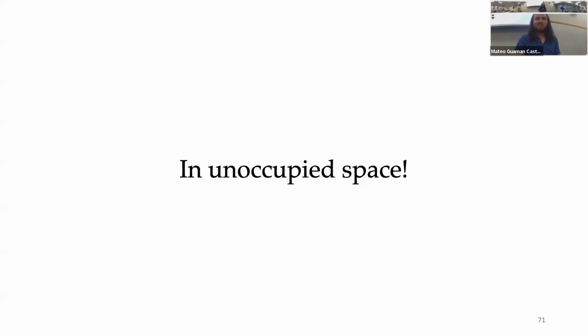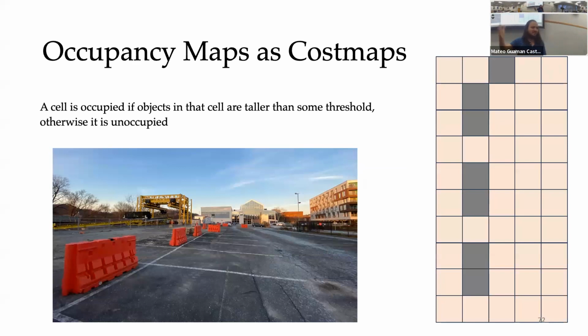So the simple answer is you can probably drive in unoccupied space. And this has been done for years now. This is how the problem for off-road or any navigation is usually formulated, where you have occupancy maps as cost maps. What this means is that say you're able to measure the height of everything in your environment that you can see. If the objects in a specific cell are taller than some threshold that you set, then the cell is occupied. If not, it's unoccupied. I just drew up a little sketch of a cost map here where the black regions would be occupied, so that would be a high cost. Everything else is fair game, so you would just drive on those areas.